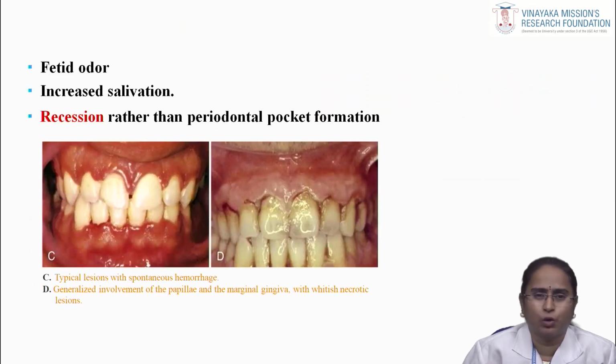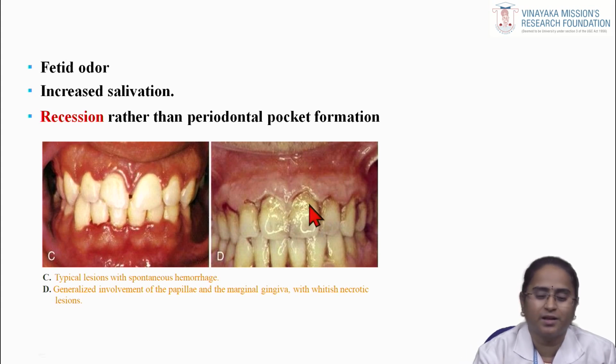And other signs include fetid odor, and there will be increased salivation. Here, rather than a periodontal pocket, recession can be seen, because in a periodontal pocket the junctional epithelium will move down apically towards the root surface, whereas in case of NUG there is a necrosis of the marginal gingiva which will lead to the recession.